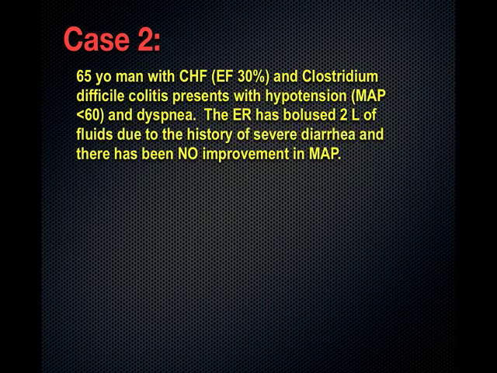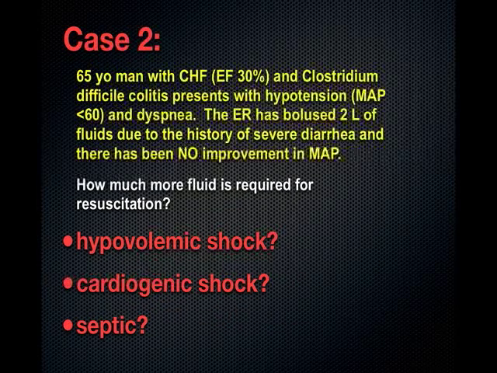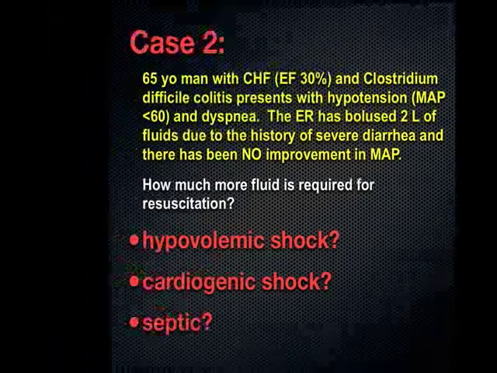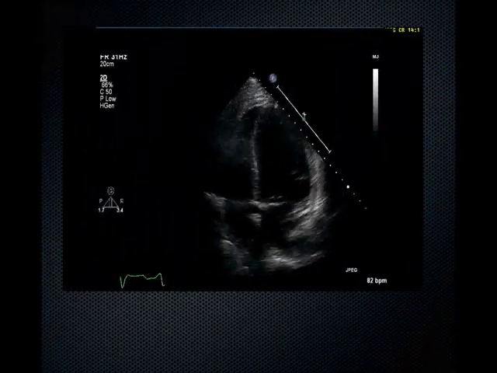Case 2: a 65-year-old man with a known poor ejection fraction, coming in from a nursing facility with pretty bad Clostridium difficile colitis, lots of diarrhea, presented with hypotension and shortness of breath. The ER bolused him 2 liters of fluid, but there had been no improvement in his blood pressure, and he's actually a little bit more short of breath. So they called and asked on the phone, how much more fluid do you want us to give him? Not knowing whether this is hypovolemic shock, septic shock, or cardiogenic shock, we said, hold on the fluids, we'll be right there. And what we did was we looked at his heart.